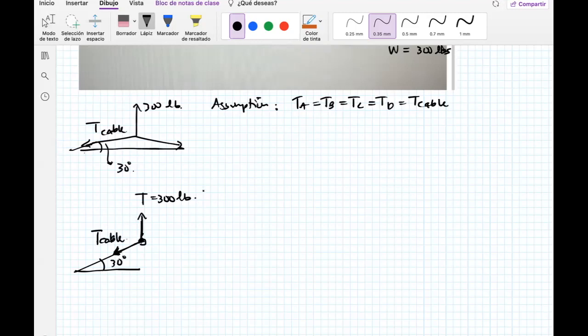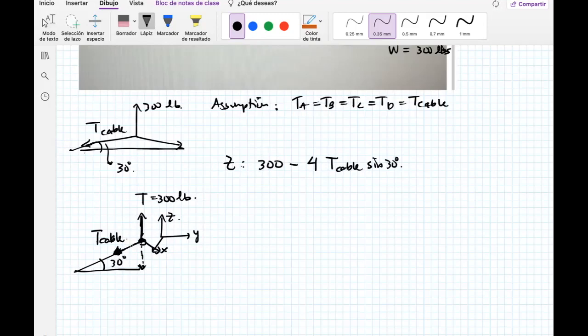Let me do this: this is direction Z. Maybe this is Y and this one is X, or whatever you want to call it. So at C, I have 300 pounds going up, and all of the cables are going down. So I'm going to put minus 4 cables multiplied by the tension of each one of those, which I'm going to call T cable, and the part that is going down is sine of 30 degrees. That's the part that is actually going down in the Z direction.